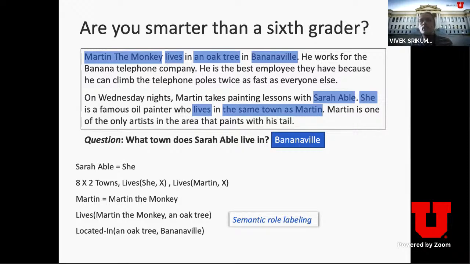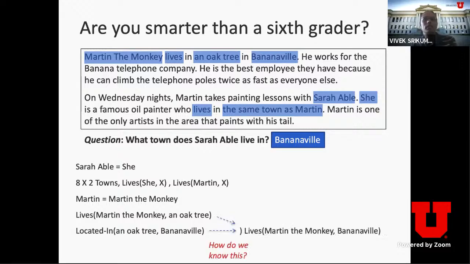All of this information comes from a task in NLP called semantic role labeling. And once we do all of these things, we have to somehow solve a logic puzzle. We have to know that if Martin the monkey lives in an oak tree and the oak tree is located in Bananaville, Martin the monkey lives in Bananaville. And if Martin the monkey lives in Bananaville, then Martin lives in Bananaville. We're just talking about strings here.